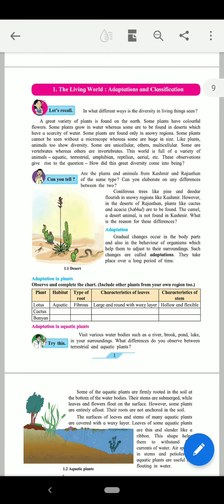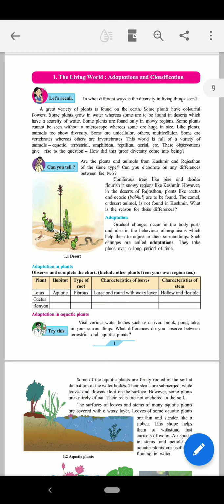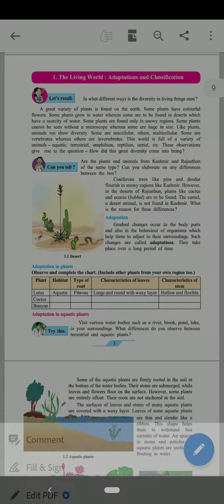We have seen there is a huge diversity in living organisms, and they differ in size, shape, color. Among that, we have broadly categorized them into plants and animals. Then we have seen the adaptation. Gradual changes that occur in the body parts and also in the behavior of an organism, which help them to adjust to their surroundings, is called adaptation. This definition also I told you to write.